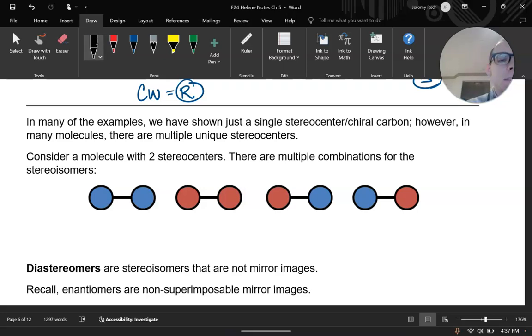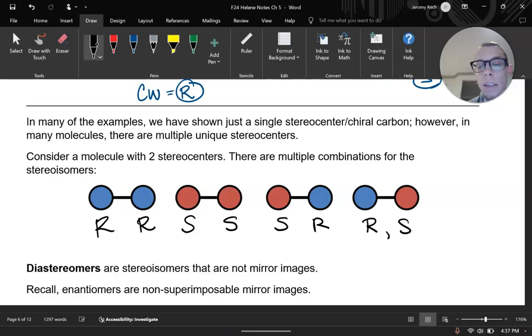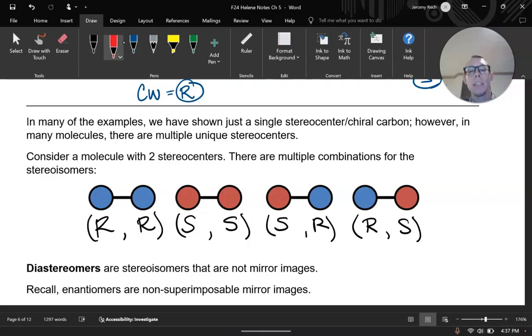So in our very first scenario, we could have both of my stereocenters being R, and that would be an RR descriptor. I can also have an SS, an SR, and an RS. I'll maybe put a comma between those. These are my 4 different possible combinations which I could have for my 2 stereocenters. And we've now built up the complexity, and we now won't just have the same molecule in enantiomers.